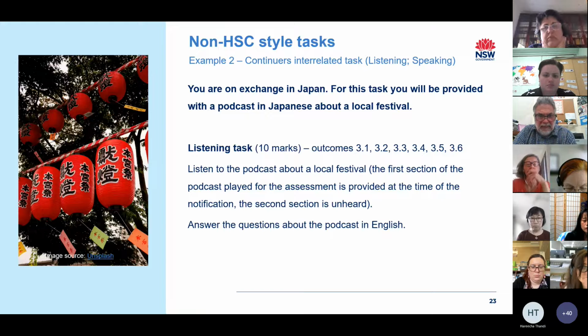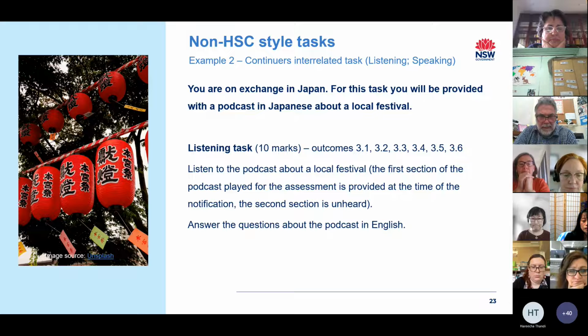Here is another example of a non-HSC style interrelated task. This task is for Japanese continuous. It assesses two overlapping macro skills. Its content and understanding of the receptive component, in this case a podcast in Japanese, is required to fulfill the speaking component of the task. This is the listening component.